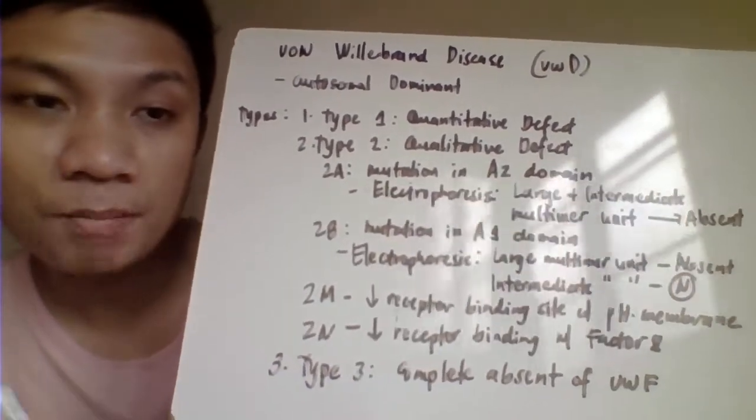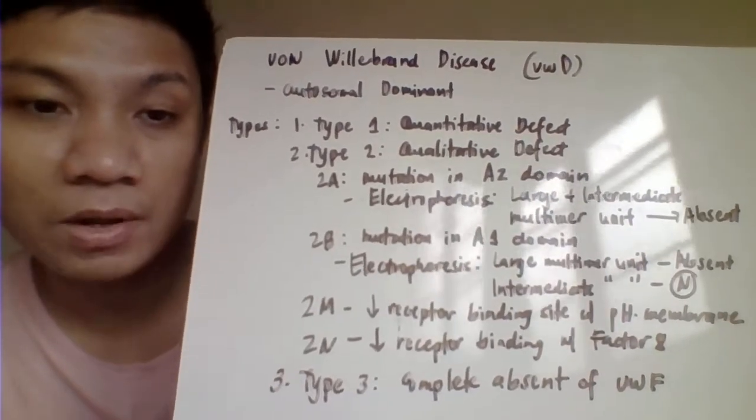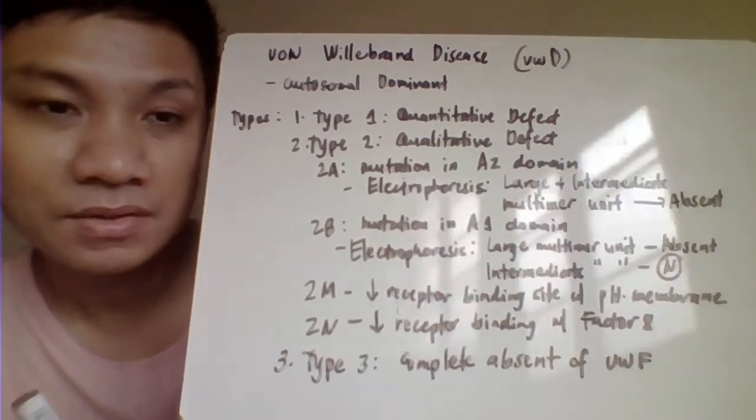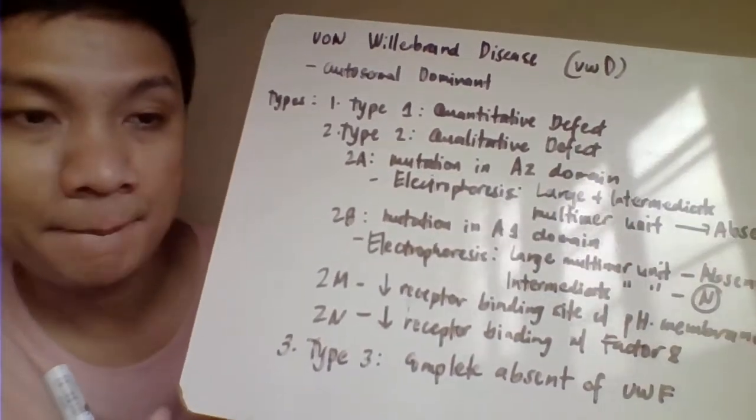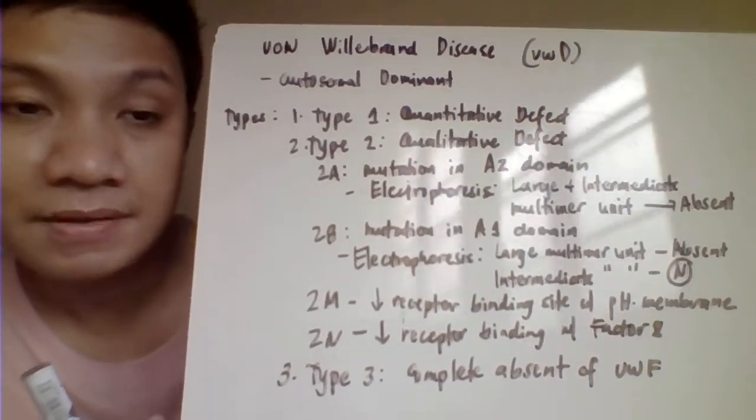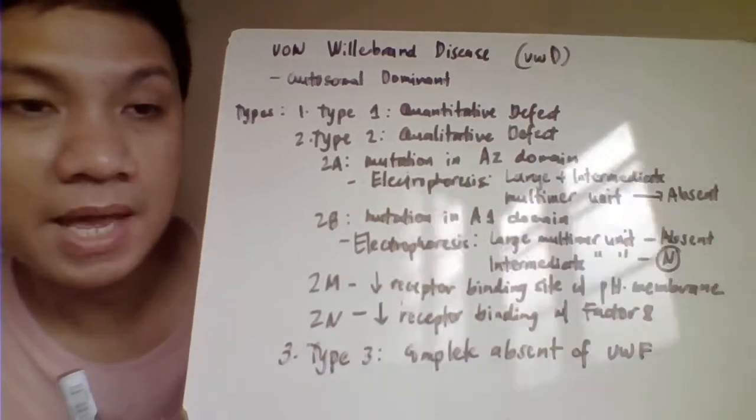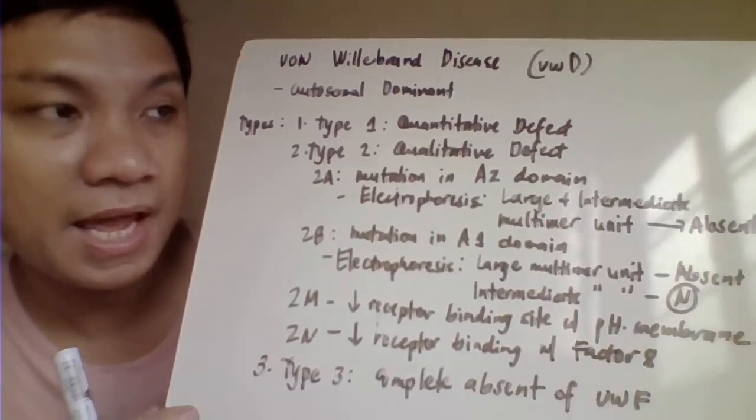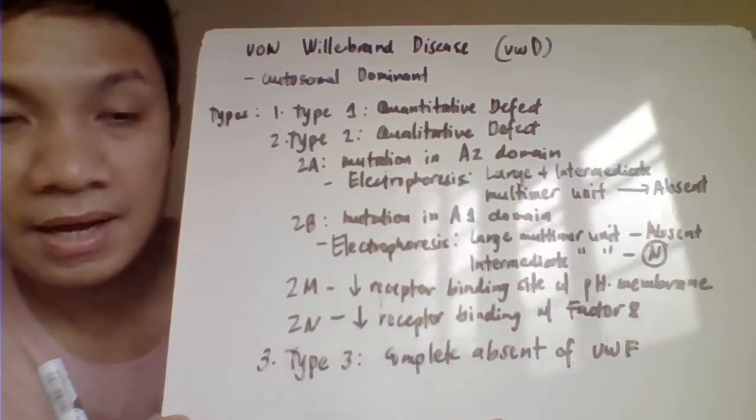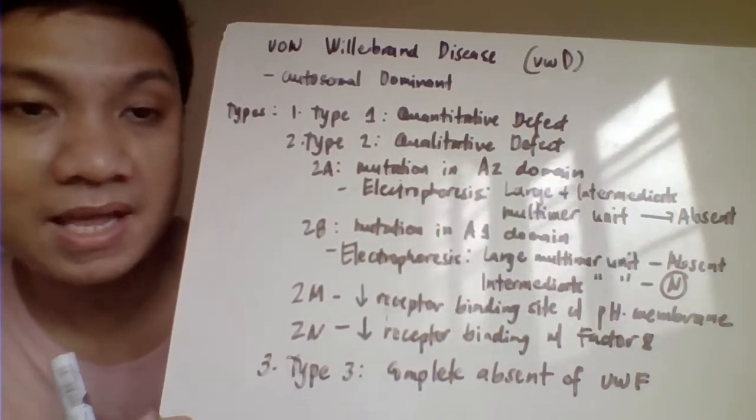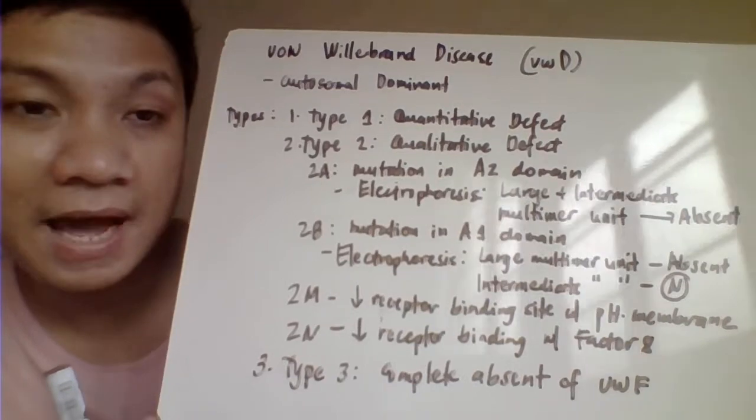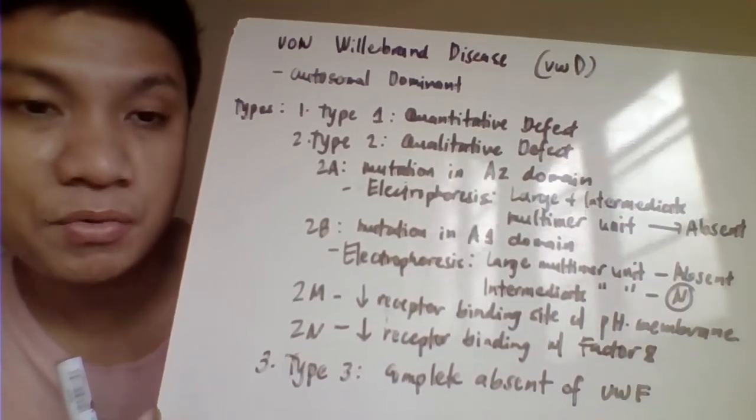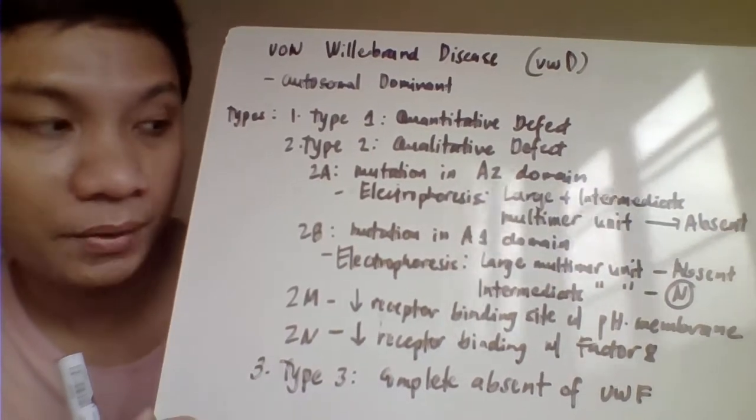And the type 2, normal ang concentration ng ating von Willebrand factor. The problem with that is its function. So, ability to bind ang kanyang problem. So, we classify that one as either 2A. 2A is eventually caused here by mutation in your A2 domain. Okay, that one would be identified through your electrophoresis by the absence of both your large and intermediate multimer unit of your von Willebrand factor.